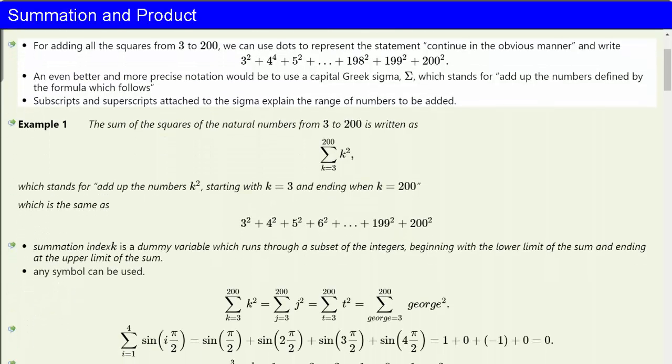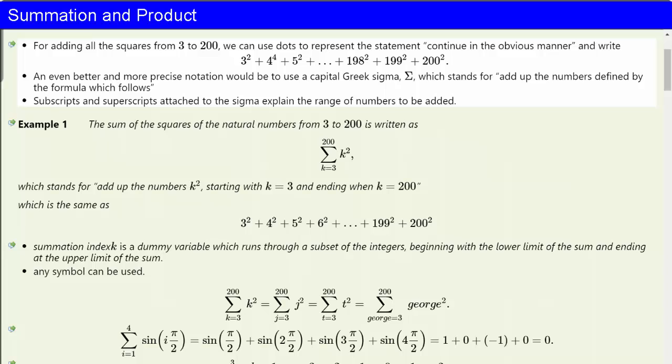However, if I ask you to add up all the squares of the natural numbers from 3 to 200, it would be silly and very time-consuming to write out all 198 numbers. We can use dots to represent the statement "continue in the obvious manner," so we could write out this sum as 3 squared plus 4 squared plus 5 squared plus ... plus 198 squared plus 199 squared plus 200 squared. However, we have an even better and more precise method for representing such a sum.